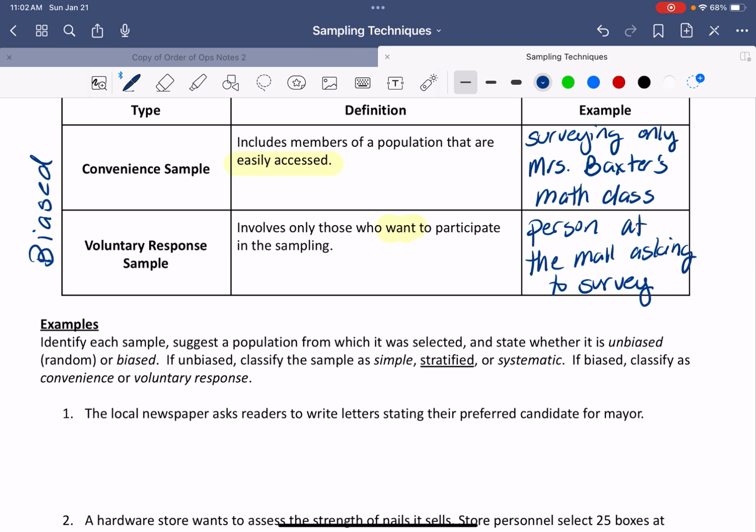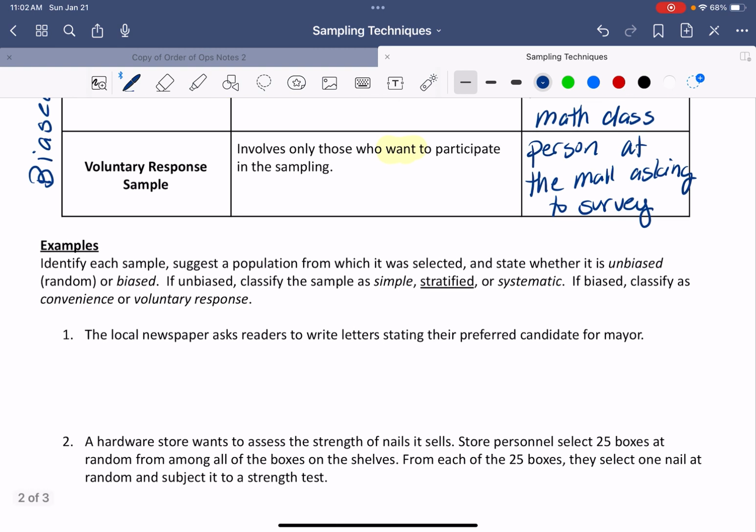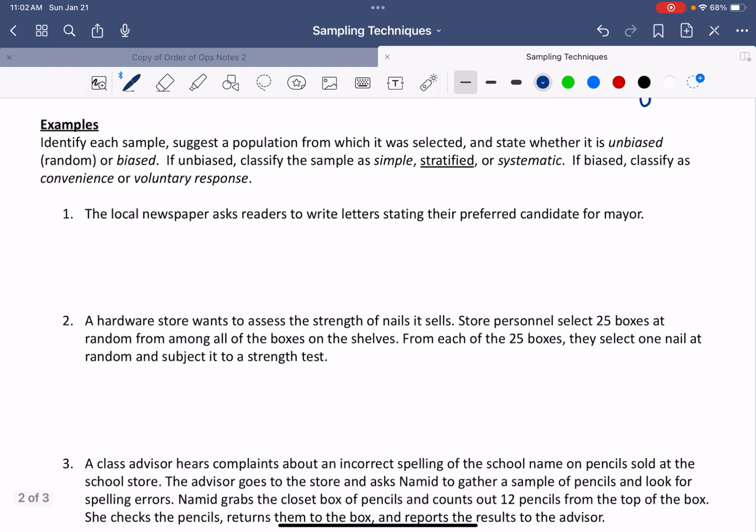All right, so let's look at some examples. I know I've given you some, so maybe there are some down here, but something to note. When we give you your quiz, please know we are going to give you this information. So we say identify each sample, suggest a population from which it was selected, and state whether it was unbiased or biased. Okay, so we're going to tell you whether it is unbiased or biased.